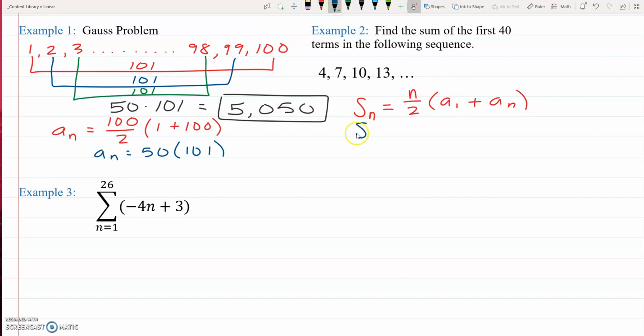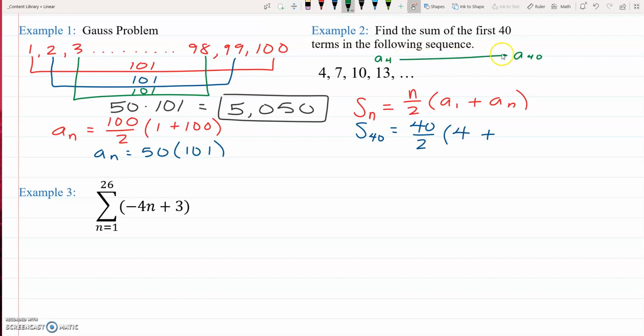All right, so now let me plug in. I'm going to do s sub 40 because it's asking me to find the sum of the first 40 terms. All right, so that means there are 40 terms, so I'm going to have 40 over 2. Okay, times a sub 1 is easy to find. It's 4, it's the first term. Plus, a sub n I do not have yet, but I can find it. I'm going to write down that 13 is a sub 4, kind of duh, right? That's the fourth term. And I need to know what the 40th term is, which is going to be somewhere out there to the right.